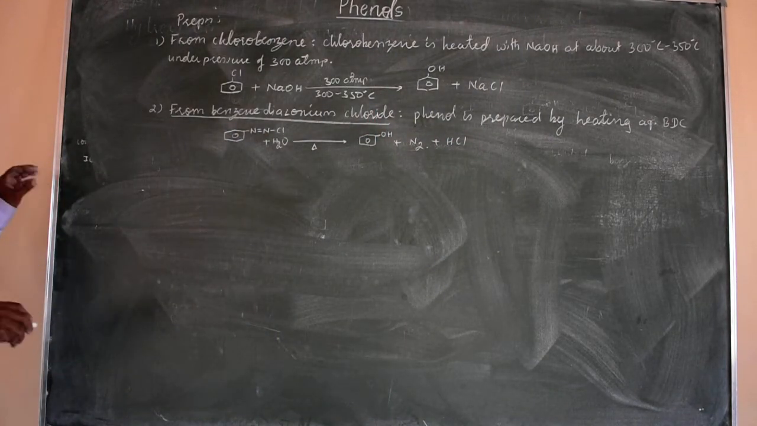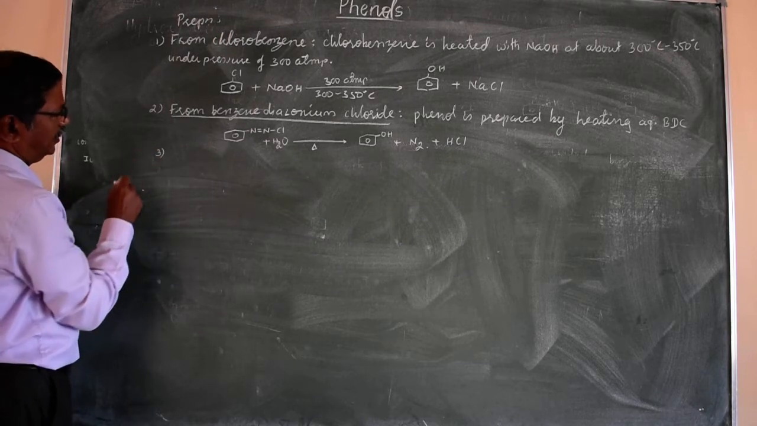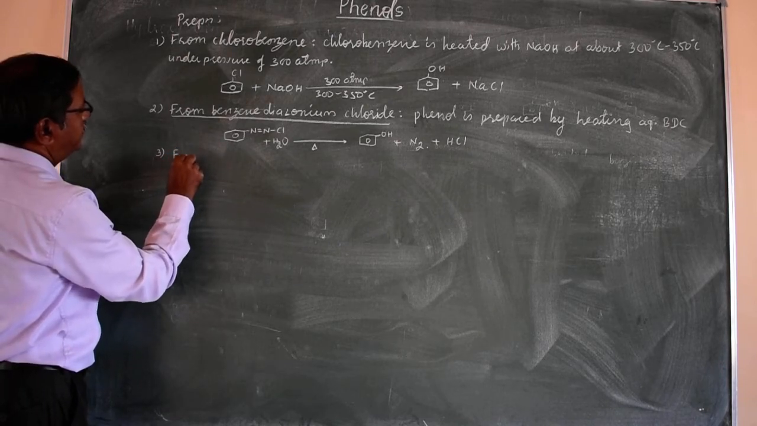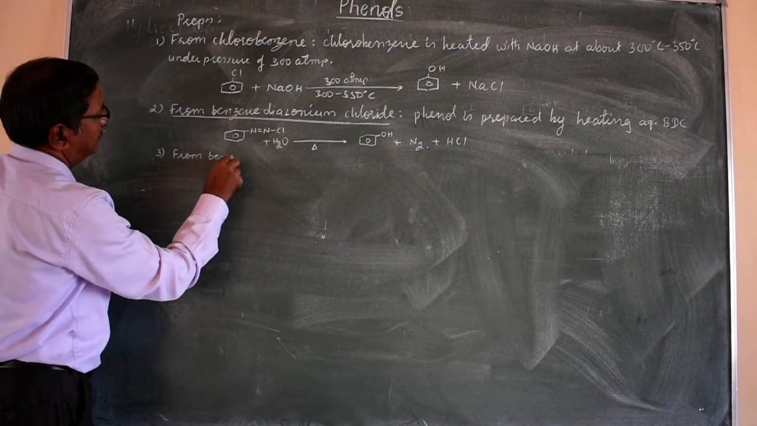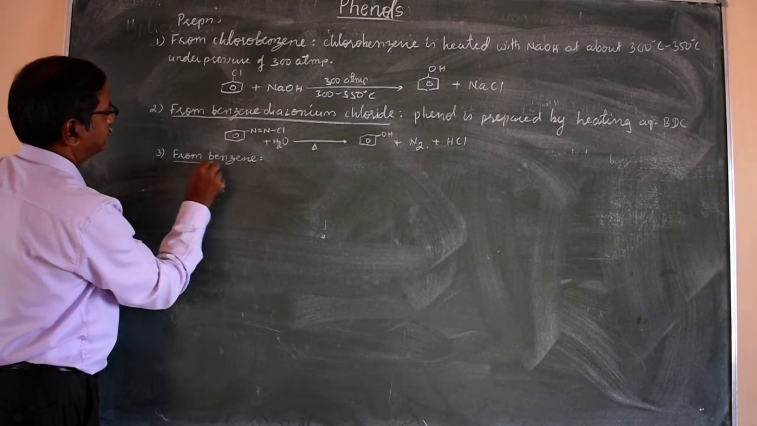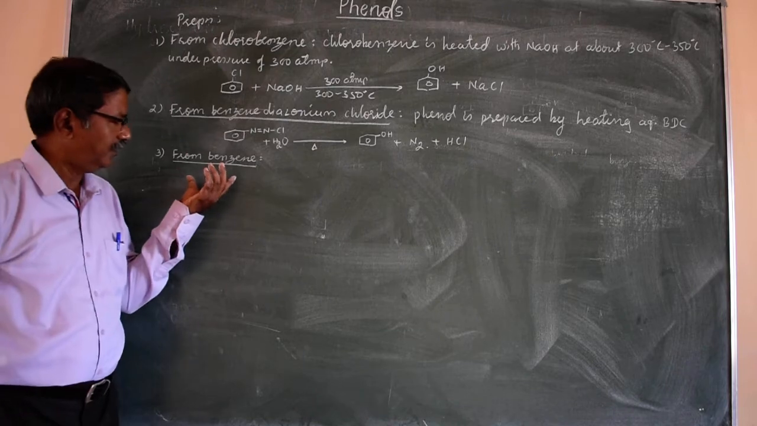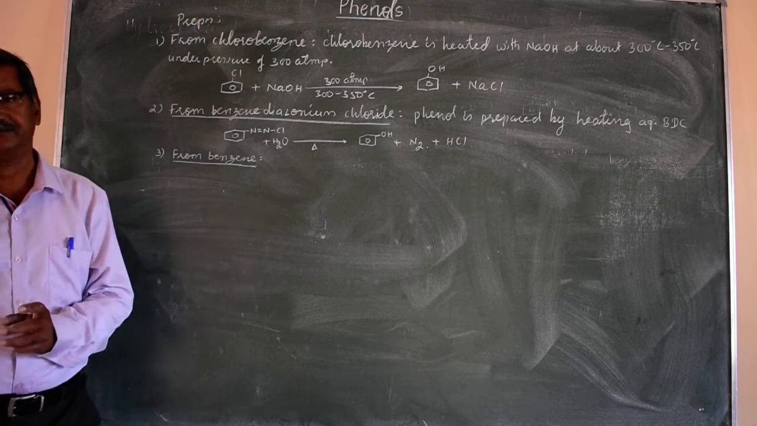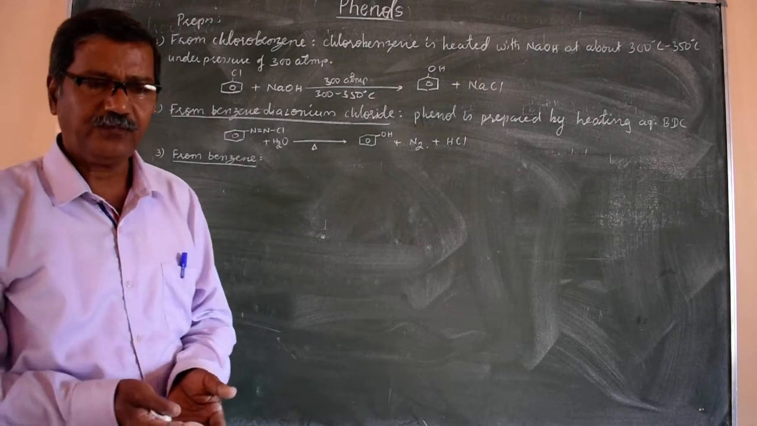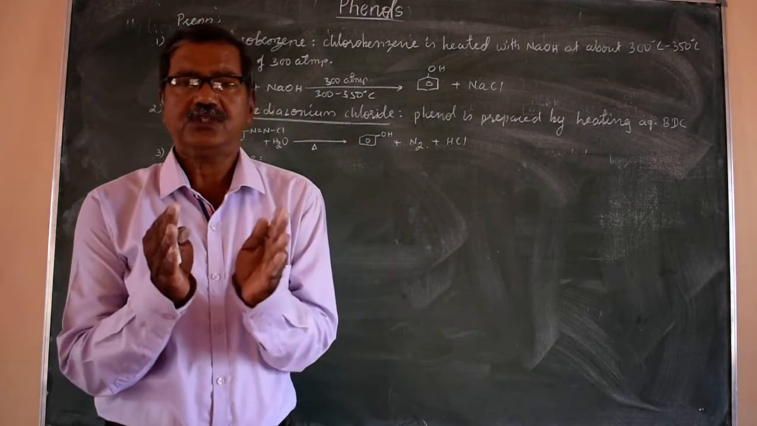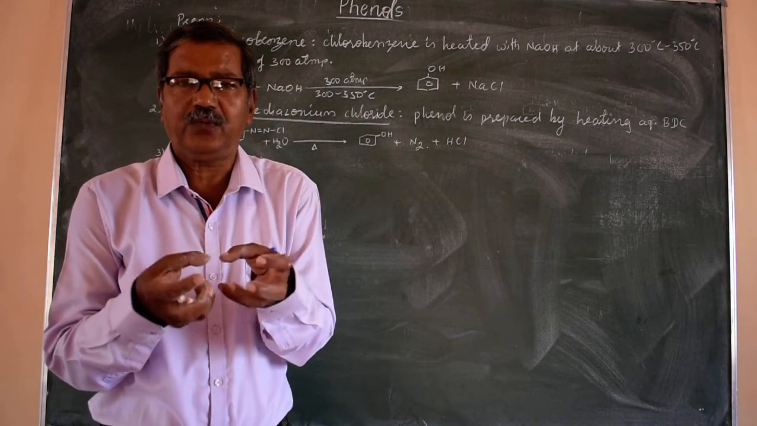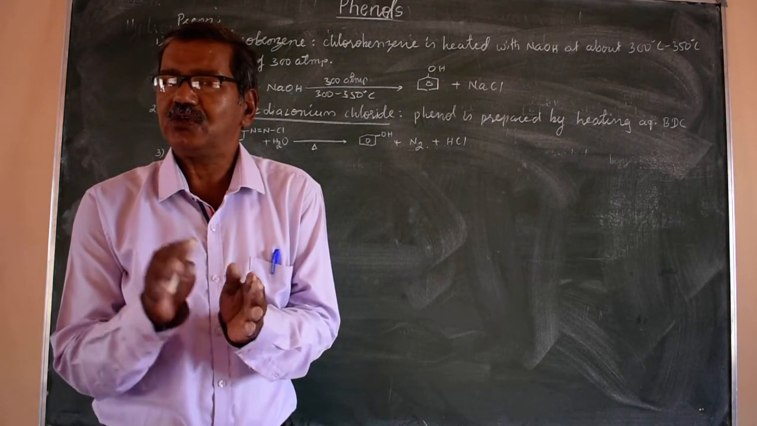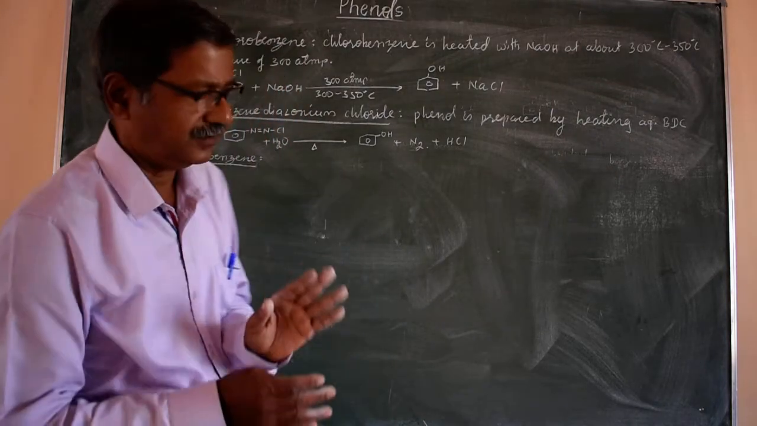So, next method, number 3, is from benzene itself. Here benzene is converted into benzene sulfonic acid first, and afterwards benzene sulfonic acid is fused or heated with fused NaOH to give sodium phenoxide, which on acidification gives phenol.